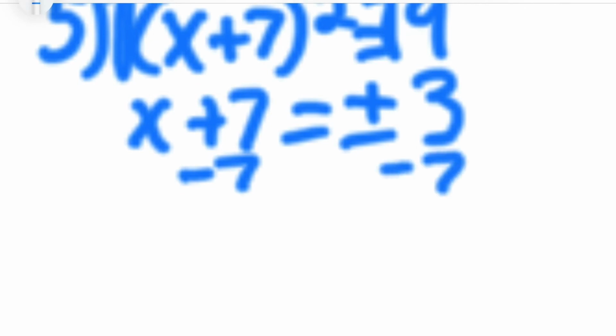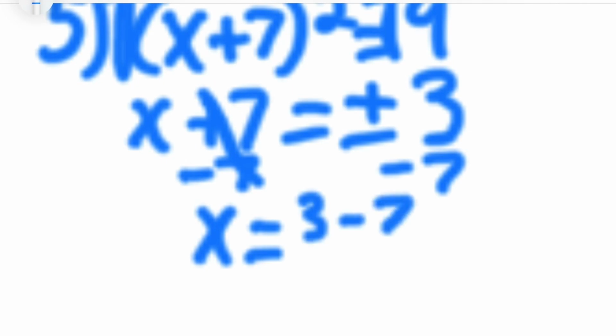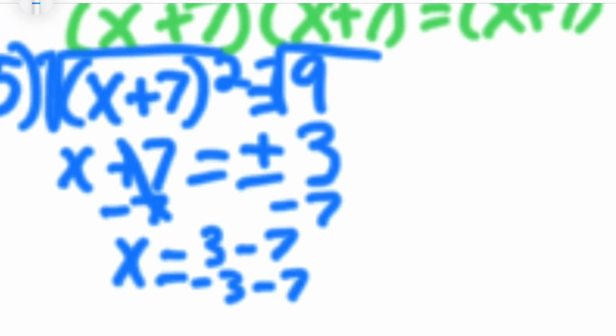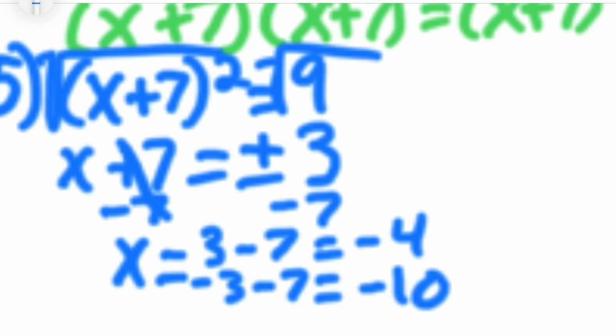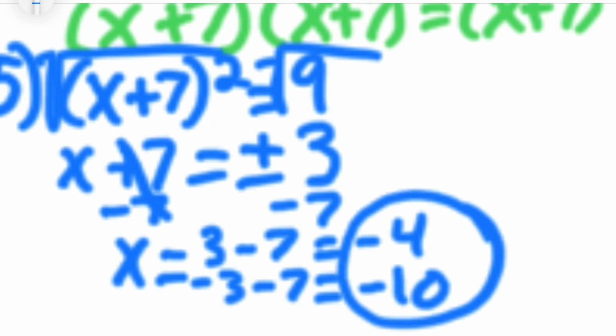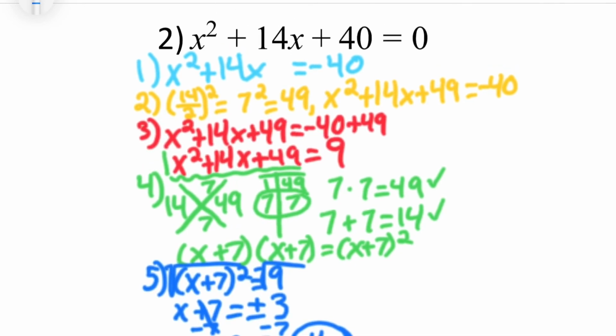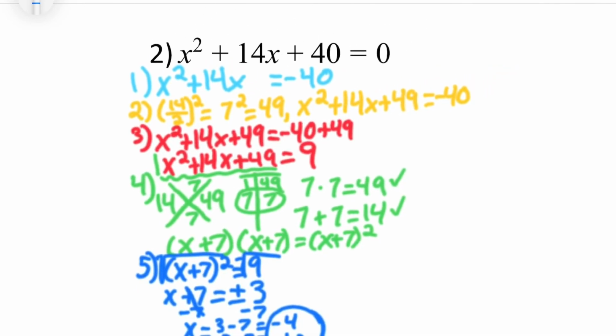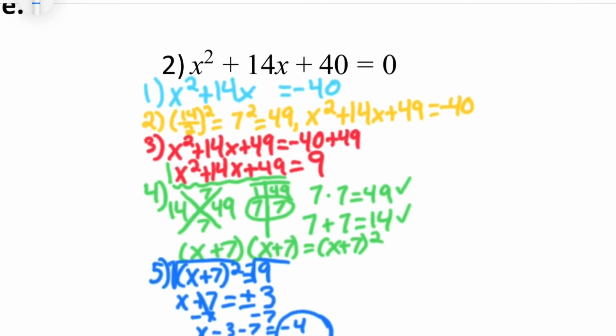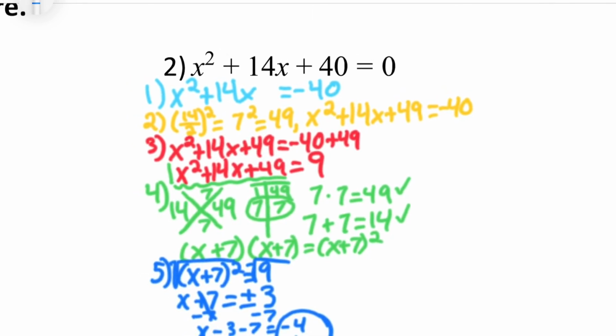X is still not by itself, so we're going to subtract 7, x equals positive 3 minus 7, and negative 3 minus 7. So we're going to get the two answers of negative 4 and negative 10. So there is your number 2 of the last section.